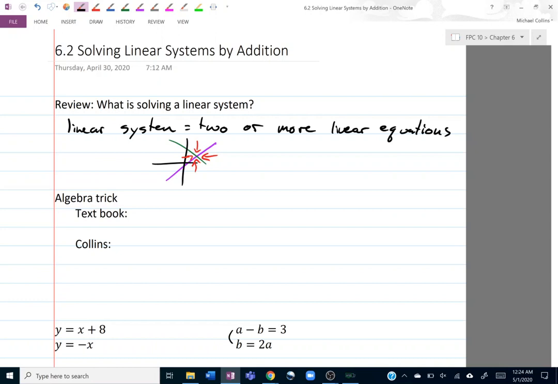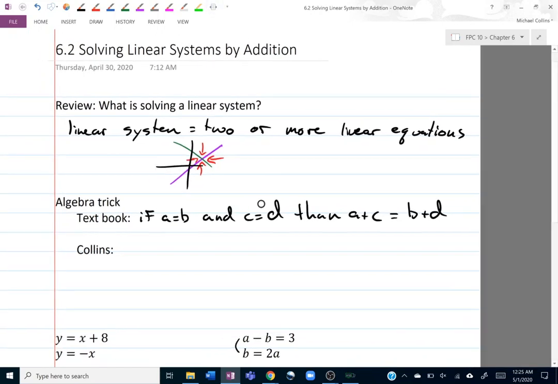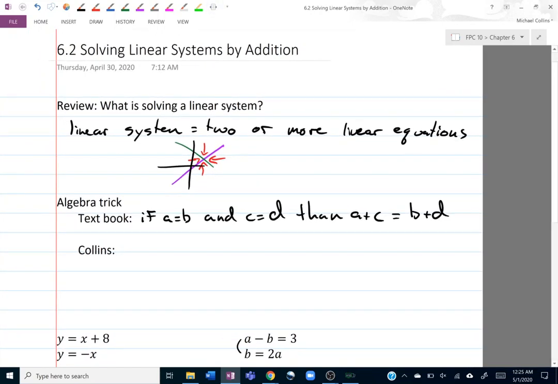The textbook writes this down as sort of a brand new law. They write it down as if A is equal to B and C is equal to D, then A plus C is equal to B plus D. If that makes sense to you and you want to memorize it, that's completely fine. But I'm not usually a fan of just memorizing things when we do math. I want to understand why they work that way. And since I've got a pretty poor memory, I actually don't want to have to memorize anything new at all.